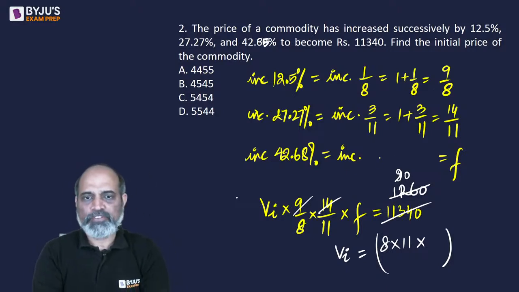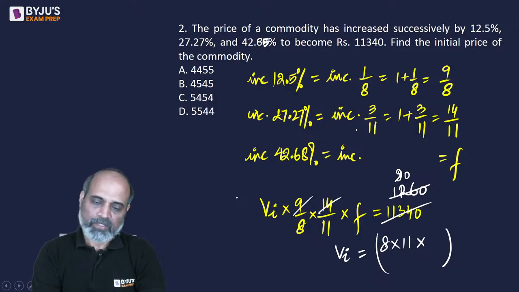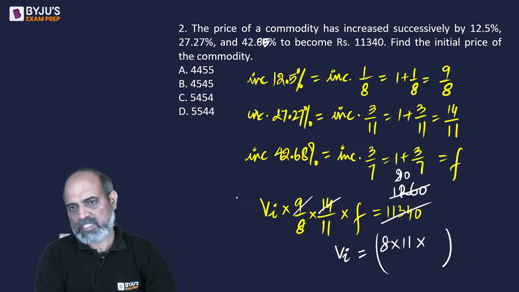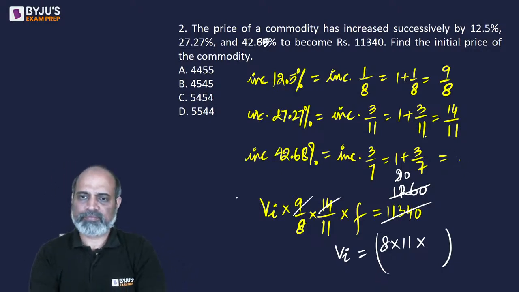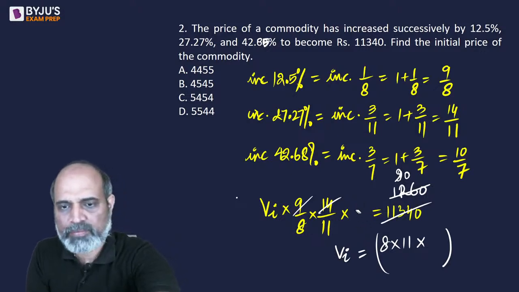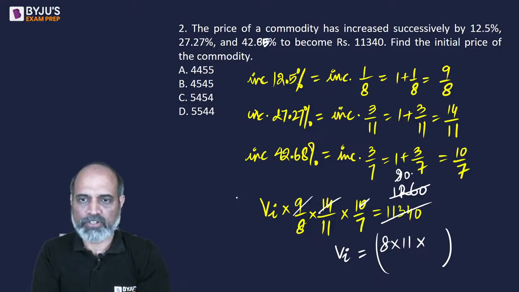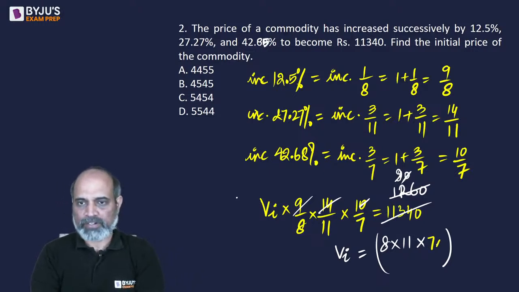So 42.85 would mean this is going to be 1 by 7 is 14.28. So this is 3 by 7. So increase of 3 by 7 will make this 1 plus 3 by 7, and this becomes 10 by 7. So in place of f we write 10 by 7. So this 0 will also cancel out, and we'll be left with 8 into 11 into 7 into 9.